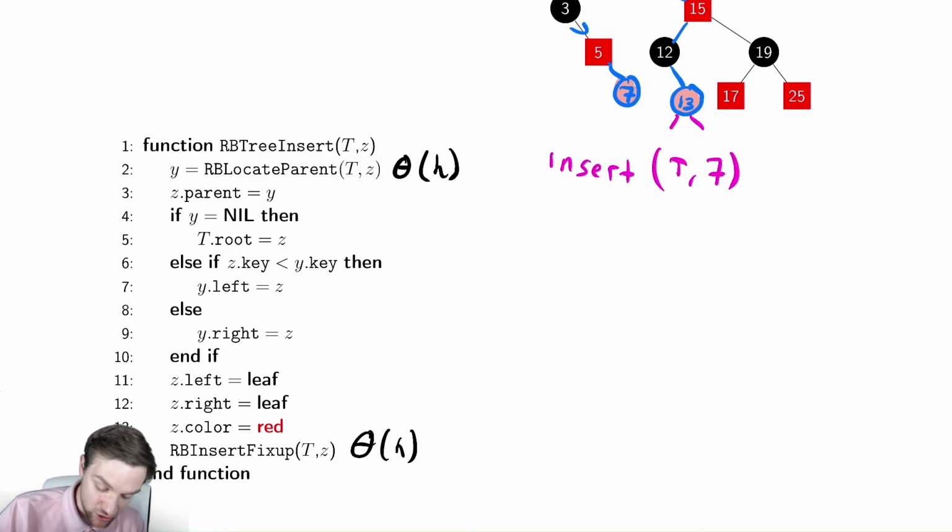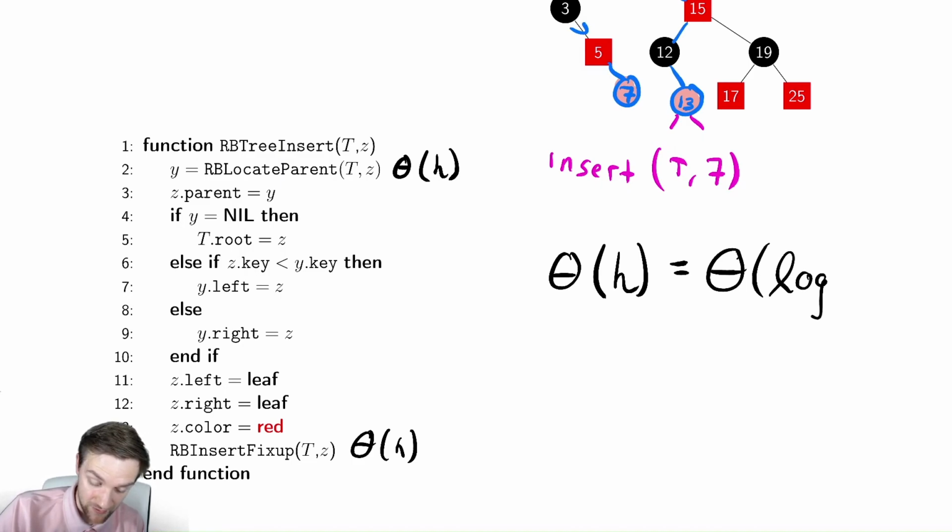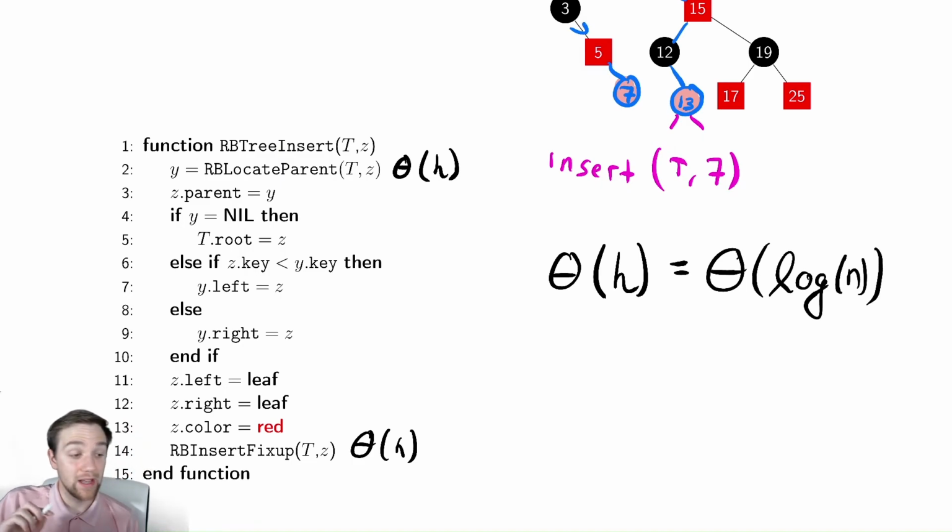So insertion is in theta of h, which is the same as theta of log of n for a red-black tree. Our theorem guarantees that for us. That's why that theorem is so important. And finding out and understanding that theorem is the crux of why this data structure works and how the analysis of it is also structured. So this is our insert method.